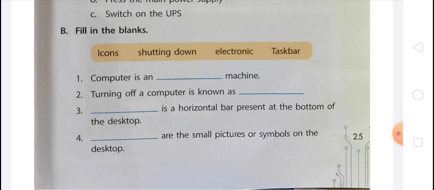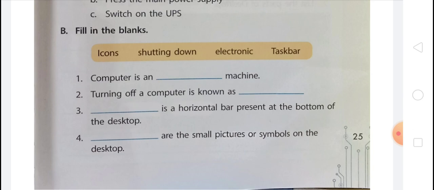Third is dash is the horizontal bar present at the bottom of the desktop. You know that with a taskbar, the long bar present at the bottom of the desktop is known as taskbar, and this bar contains many icons. And in other words, you can say that taskbar is a horizontal bar present at the bottom of the desktop. So in third, there will be taskbar.